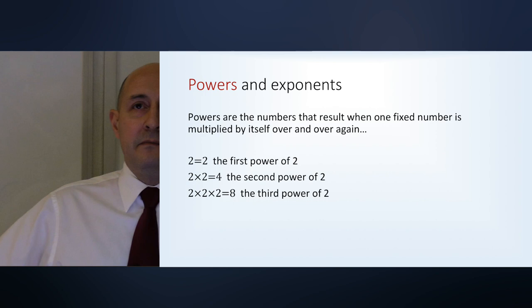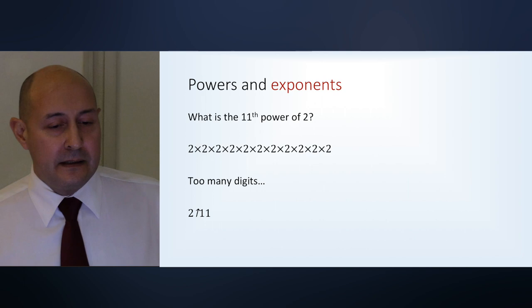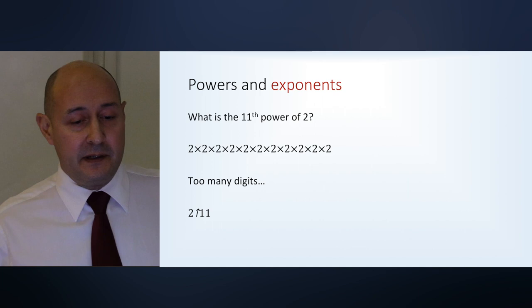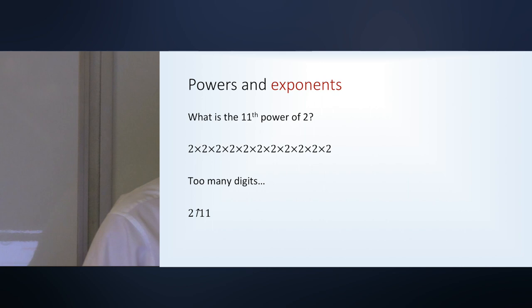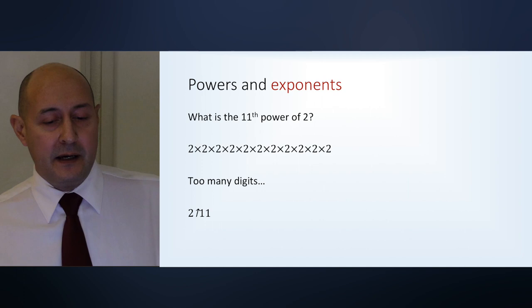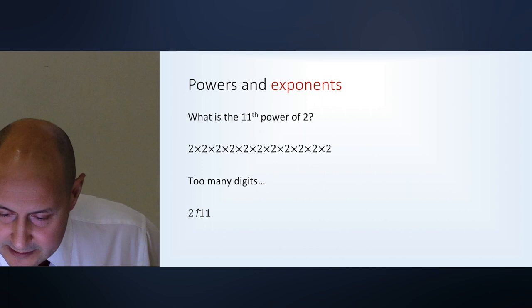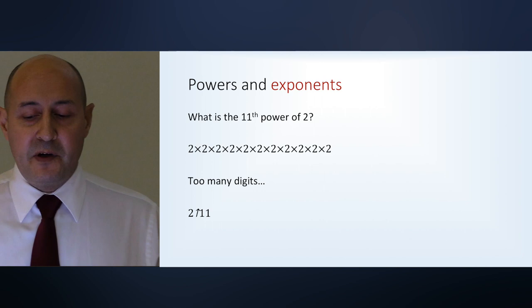Now, of course, you can do that with more times. Like, what's the 11th power of 2? And here it is, 11 number 2s. But that's a very long string of characters. So what we do is that we just simplify the notation, and we write, let me put a pointer over here, and we write this. So we put 2, and this superscript over here, 11, is the number of times that we are multiplying 2 by itself, right?